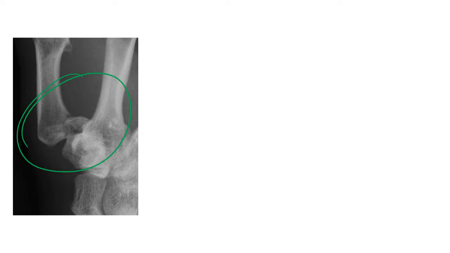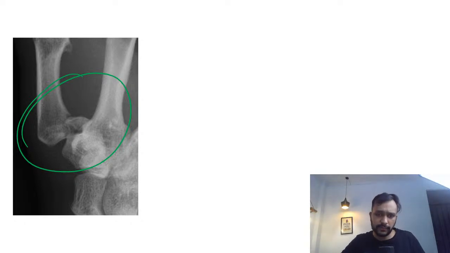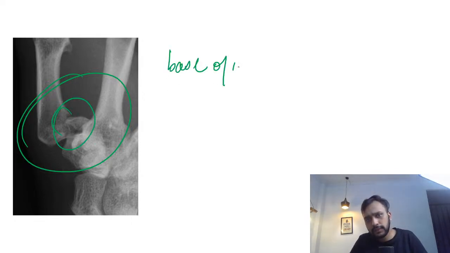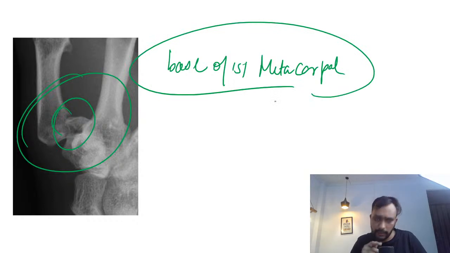No, this is not the boxer fracture. Okay, this is a fracture involving the base of the thumb. Right? A fracture involving the base of the thumb. Okay, base of first metacarpal. That is not very clear in this image. So you cannot tell whether this is the first metacarpal or the fifth metacarpal.